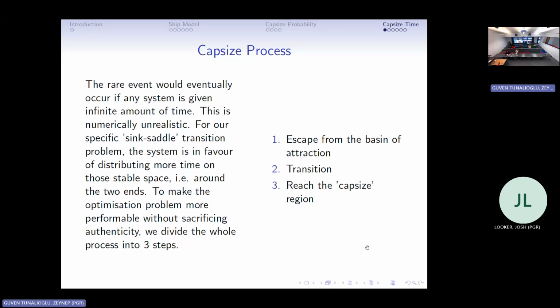We chop the overall transition process into three parts. The first part is to escape these small areas. The second part is the actual effective escaping process. And the third part is how we finally go into the saddle. Okay, so that's what I described here: three steps, escape from the maximum attraction, the effective transition, and reach the capsize region.